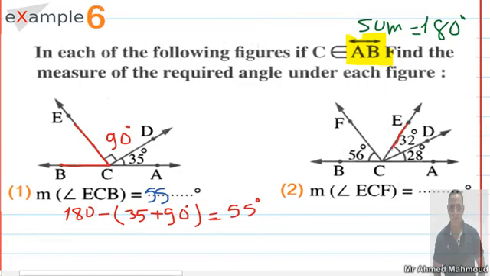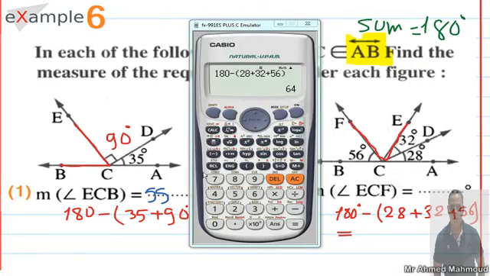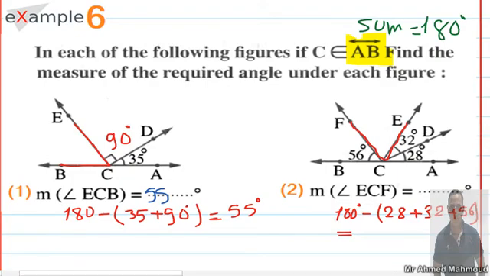The next one we have here, the sum is 180 and the angle ECF, like this, ECF. This is the required angle. We are going to use the sum, which is 180. 180 minus, open brackets, 28 plus 32 plus 56. It's equal to 64 degrees using the calculator. 64 degrees.